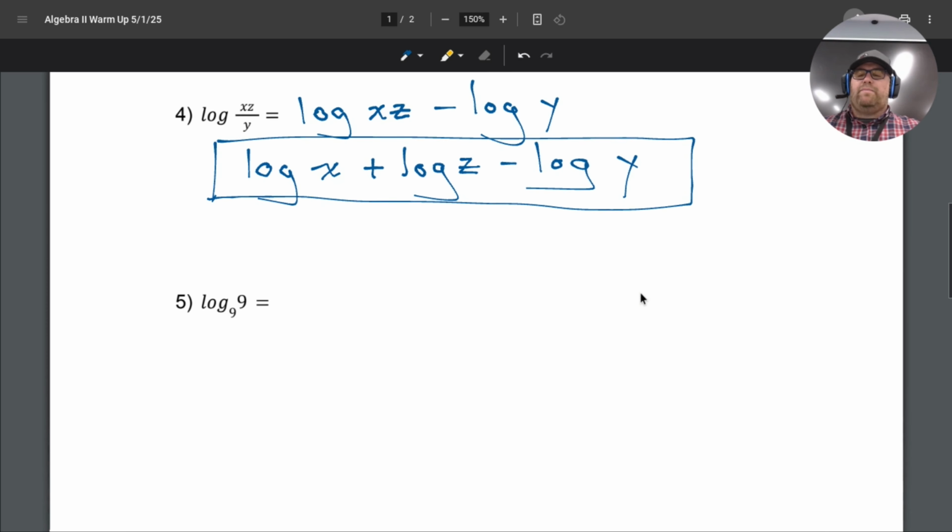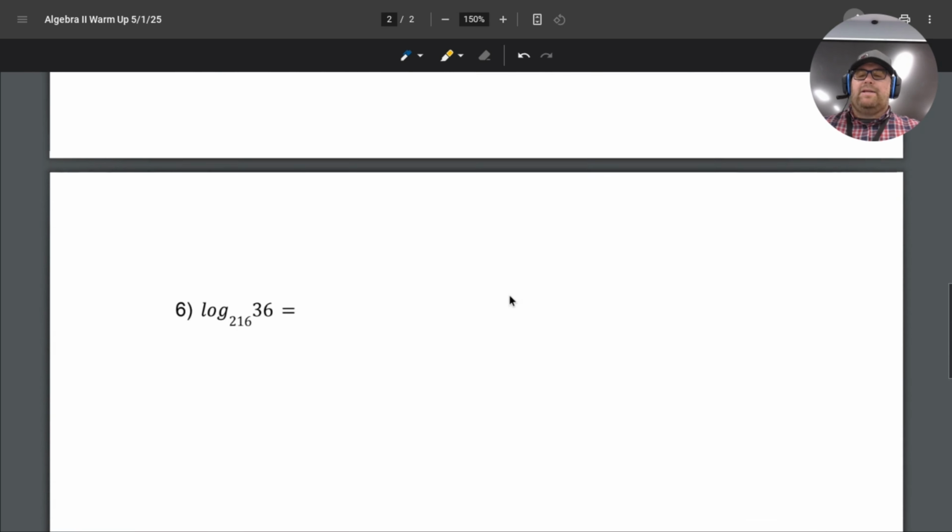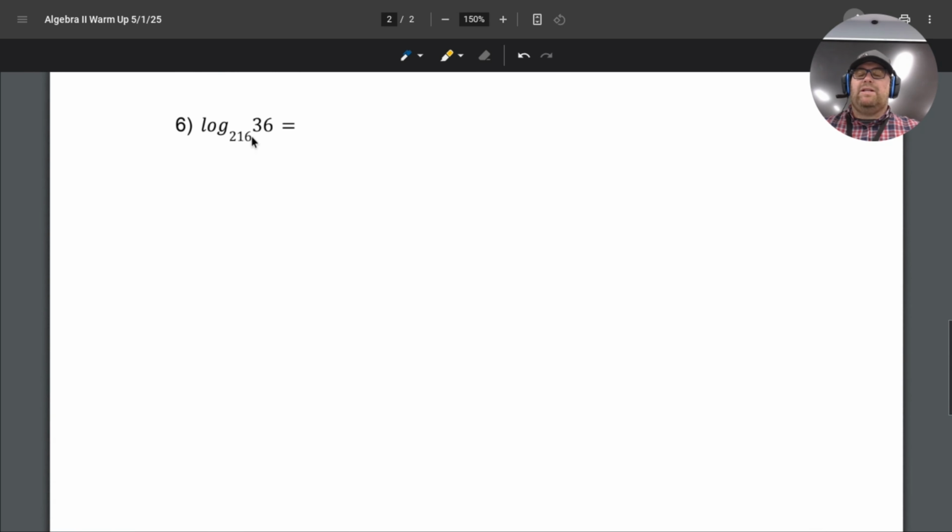Okay, the fifth problem, we have a log of the base type problem. So log base 9 of 9, that equals 1. Why is that? Well, 9 to the first power equals 9. So this equals 1. Okay, last problem, we have log base 216 of 36.